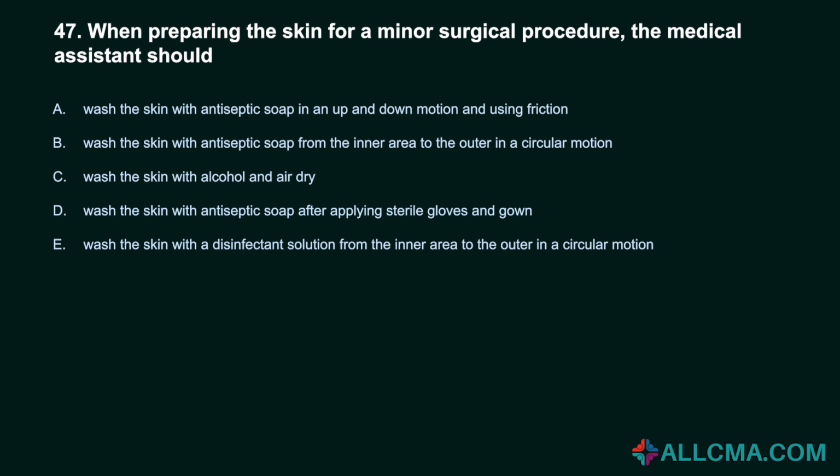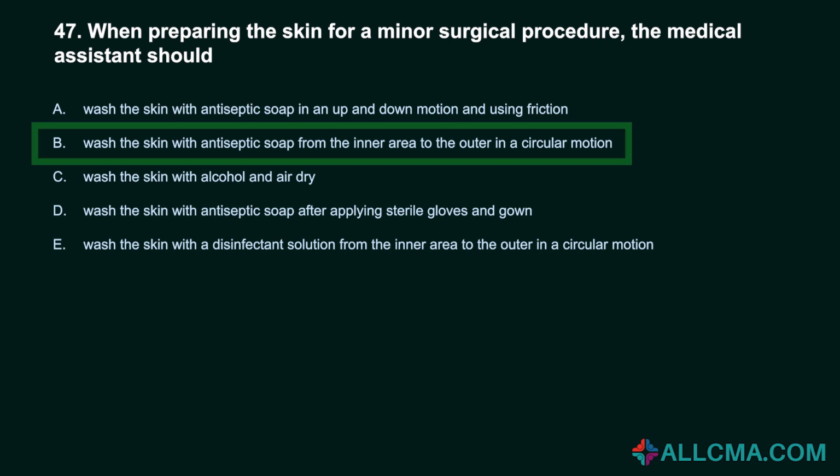47. When preparing the skin for a minor surgical procedure, the medical assistant should A. Wash the skin with antiseptic soap in an up and down motion and using friction. B. Wash the skin with antiseptic soap from the inner area to the outer in a circular motion. C. Wash the skin with alcohol and air dry. D. Wash the skin with antiseptic soap after applying sterile gloves and gown. E. Wash the skin with a disinfectant solution from the inner area to the outer in a circular motion.